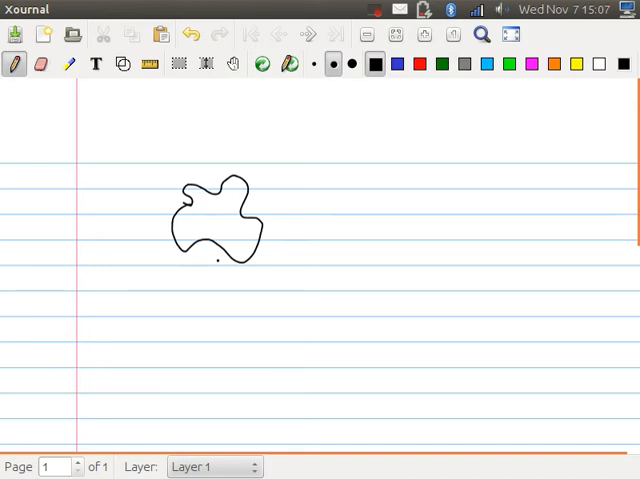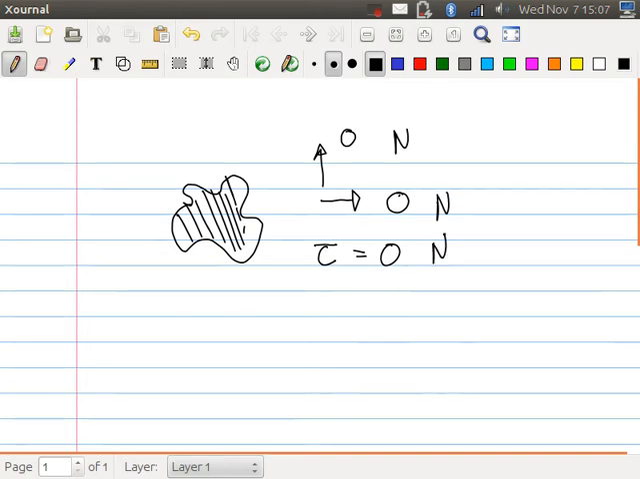So there's my object. And it's not moving. Okay? Not moving. So if it's not moving, how much force is going to the right? Let's just say the total is 0. And how much force is going vertically? 0. And if it's not moving, how much turning force is there? 0. 0 newtons, 0 newtons, and 0 newton meters.